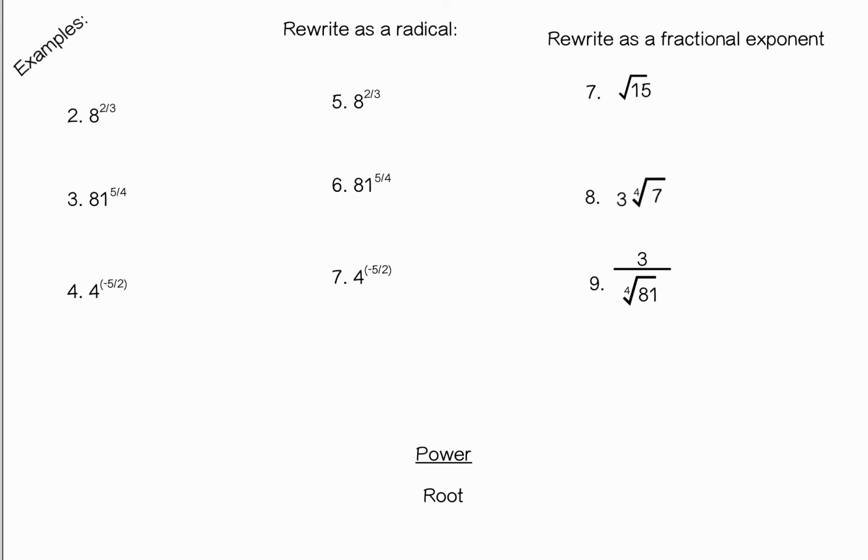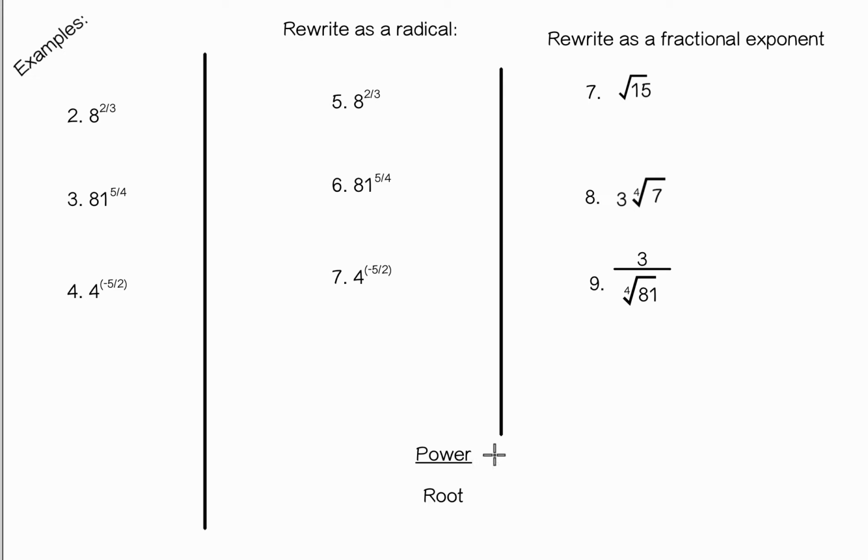All right, so let's look at some examples here. Basically, I have 3 columns here, if you can't understand what I wrote. For the first column, I just want you to solve. And remember, this is what a fractional exponent means. It's a power over a root. So remember what I told you to do. I told you to do the root first.